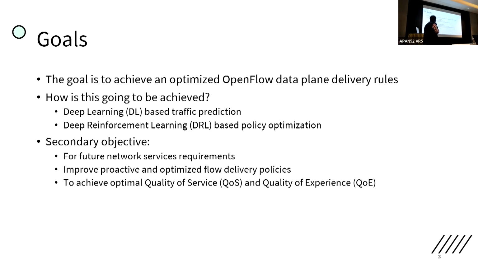Our secondary objective of the project is that for future network services requirements, we need to improve and proactively apply the flow rules, delivery methods or rules on the network, also to achieve some optimal quality of experience and quality of service for the network.